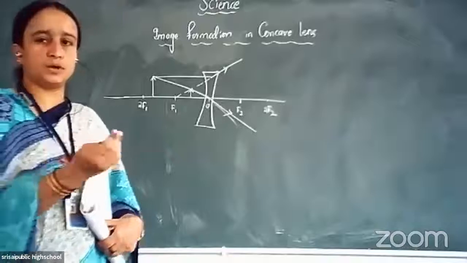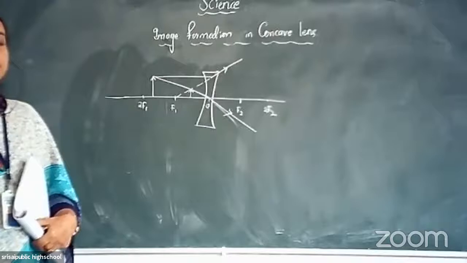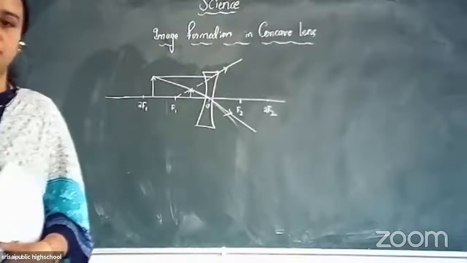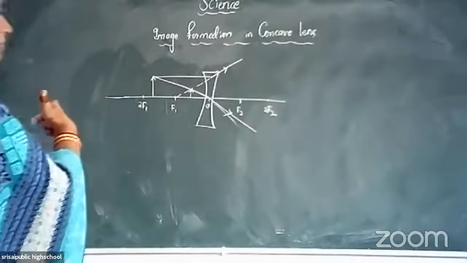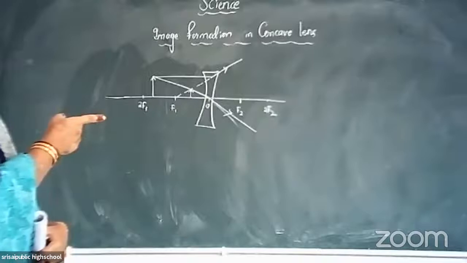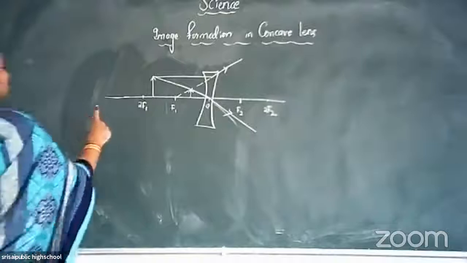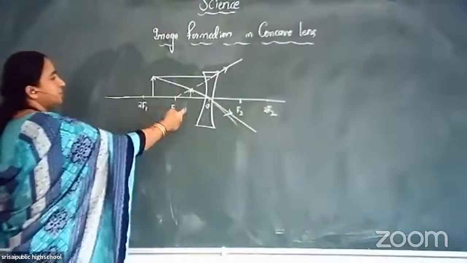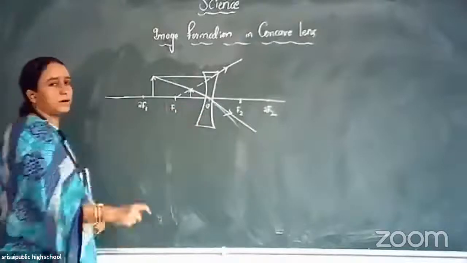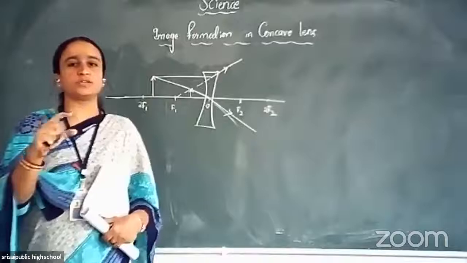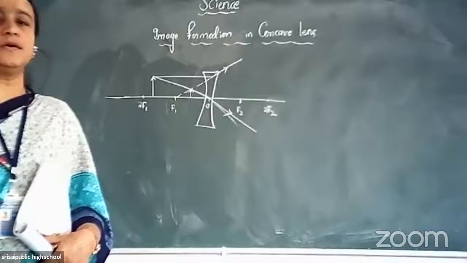Every time you are going to get the images on the same side of the lens on which side the object is. Object and the image are on the same side. Now second case, we are imagining the object between 2F1 and F1. The image was obtained between F1 and O on the same side, a diminished image, and the nature was virtual and erect. So this was about the image formation in case of the concave lenses.